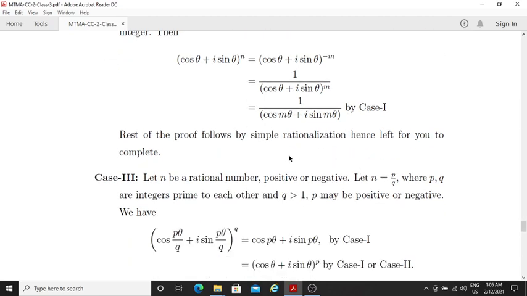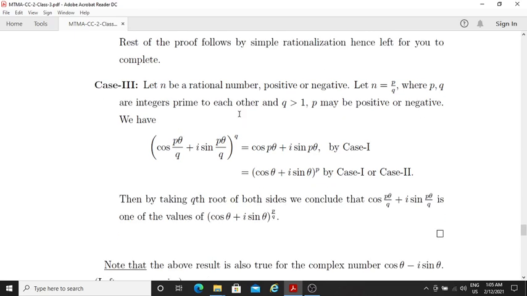Okay, I am also leaving it for you to do, because this is simple. There are certain simple things that you must try your hands on. Okay, now the thing is, when it is a rational number, that's the most important part.